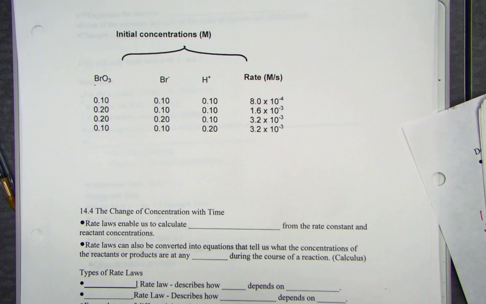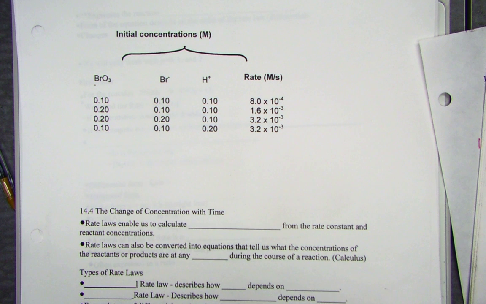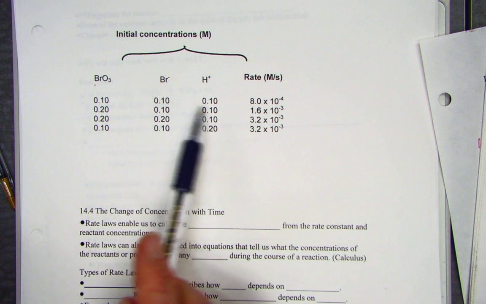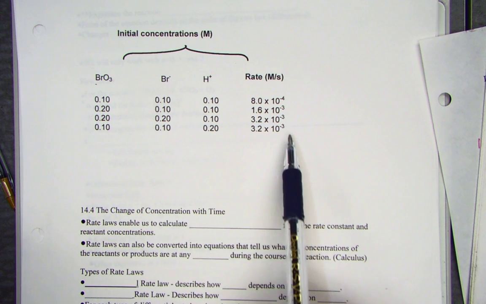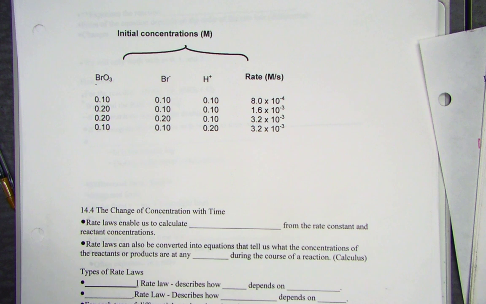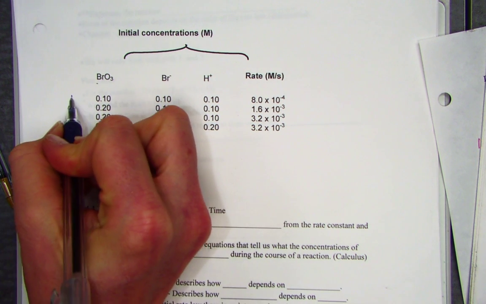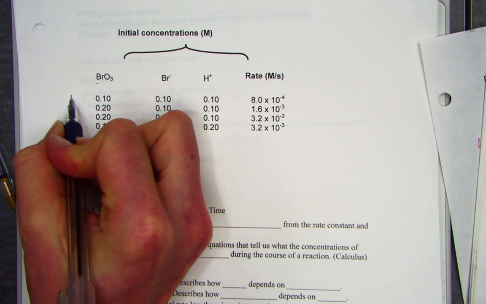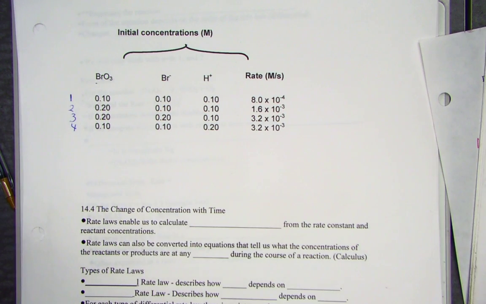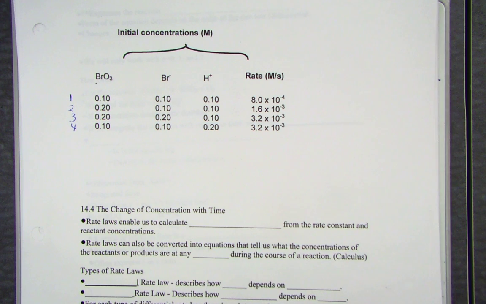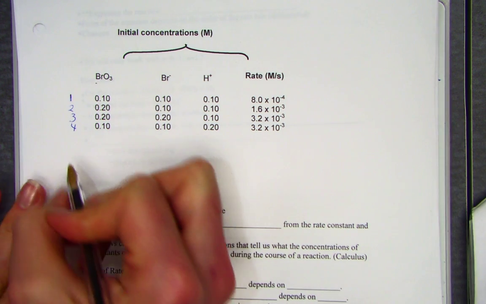Here we're looking at a data table for the reaction of BrO3 minus with bromide and 6 hydrogens to give us bromine and water. Again, that reaction was provided on the previous page. This time all 3 reactants are given, and I have reaction rate data for each of these trials. So I have trials 1, 2, 3, and 4 that we can use to compare, knowing that we're looking to find the rate with respect to each of the reactants.